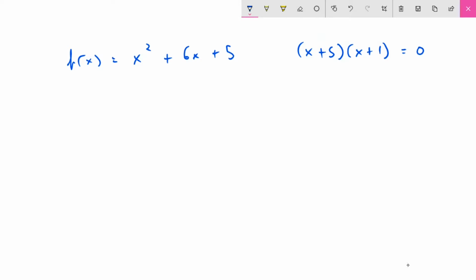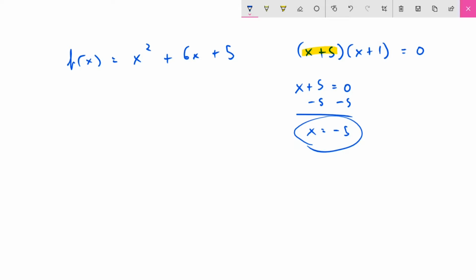If I took x plus 5, you're going to look inside the parentheses. What's inside one of my parentheses? X plus 5. So let's take x plus 5. Set that equal to 0 and then solve for x. So I'm going to subtract 5 from both sides. Then x equals negative 5. Now this is one of our solutions.